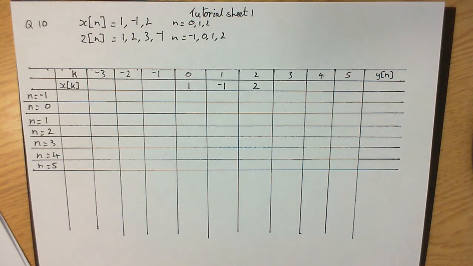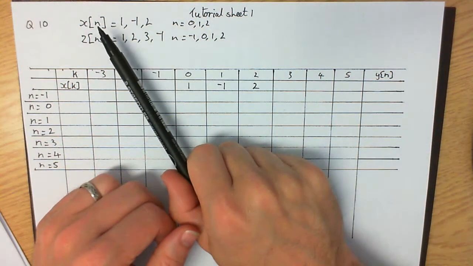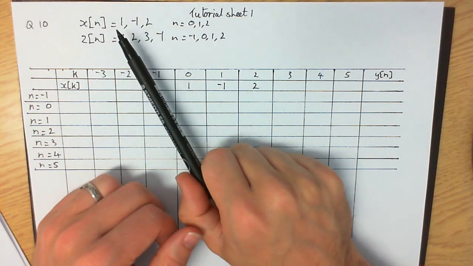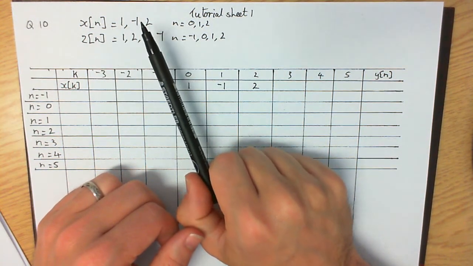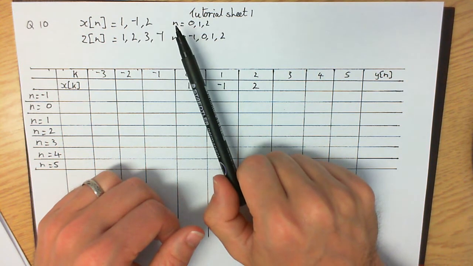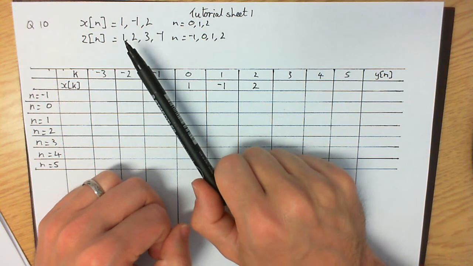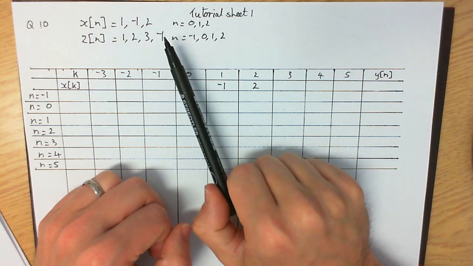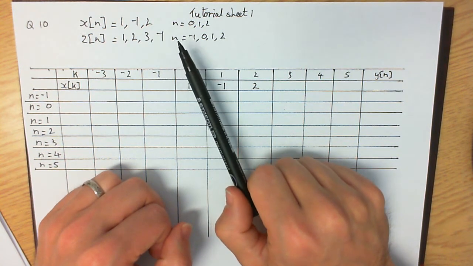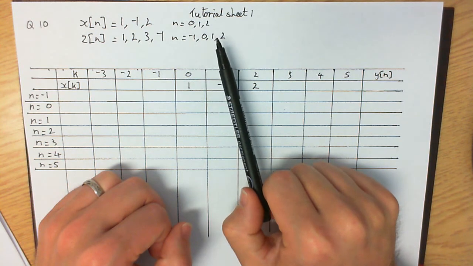Tutorial sheet 1, question 10. So we're given two functions, x of n and z of n, where x of n is equal to 1, minus 1 and 2 for the values of n equals 0, 1 and 2, and z of n is 1, 2, 3 and minus 1 for when n is minus 1, 0, 1 and 2.